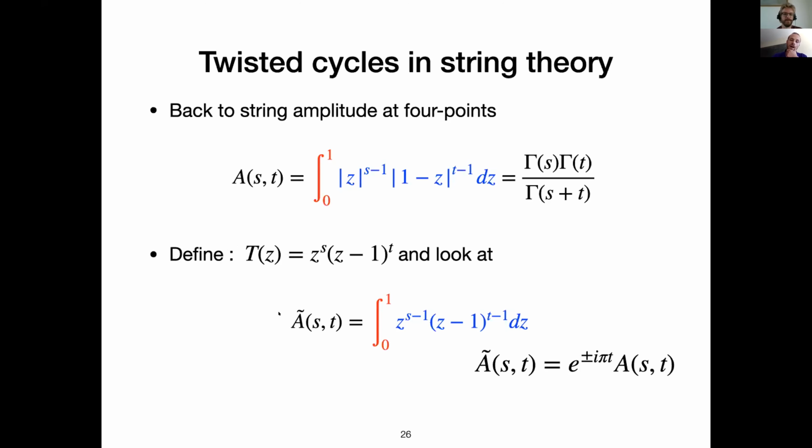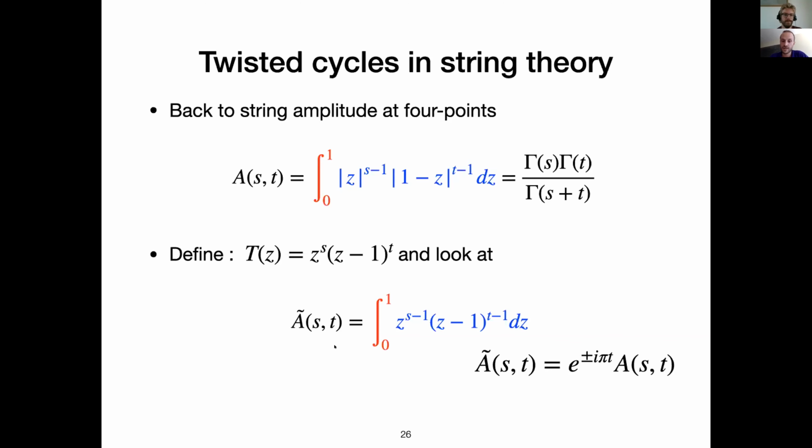So we're now going to look at another integral, not the original one, but a tilted one, which is almost the same, apart from the fact that we integrate this function T of Z. But since we're still integrating between 0 and 1, now you need to pick the side on a branch. So depending on if you're above the real axis or below the real axis, it will be plus or minus I pi t. So this is how these two integrals are related.